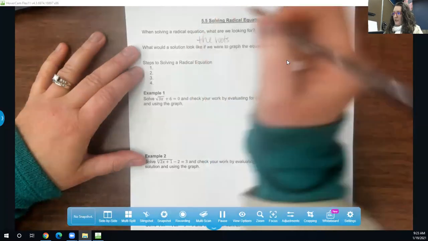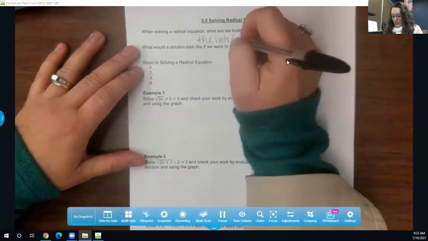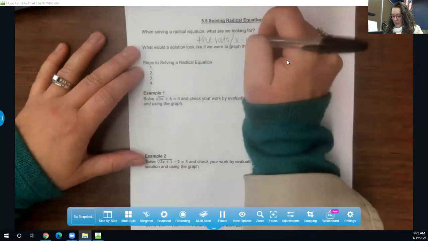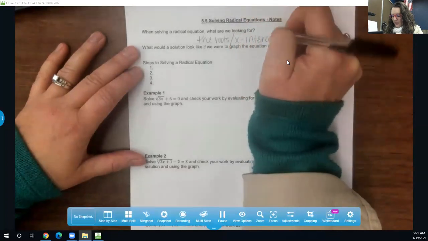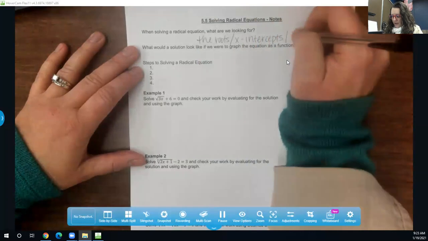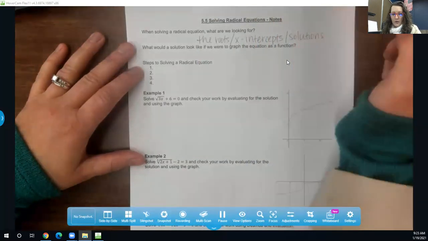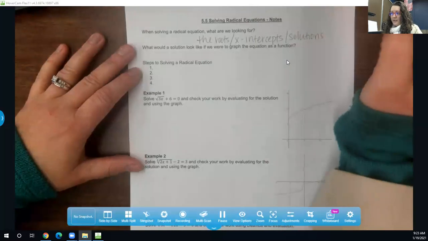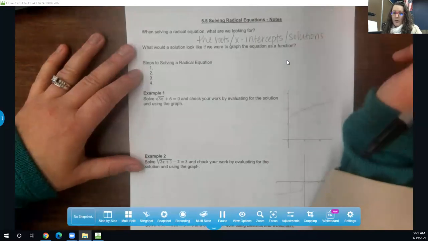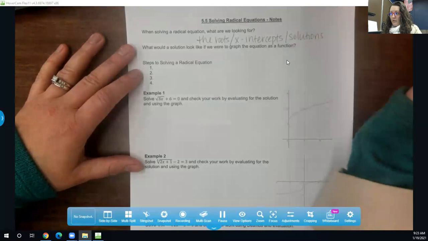And you guys know roots as x-intercepts, right? So I'm going to write several different things. X-intercepts. And you're also looking for the solutions. So we're going to be talking about these kind of as functions today, looking at them on the graph, seeing how we can solve using the graph, and how we can check using the graph.